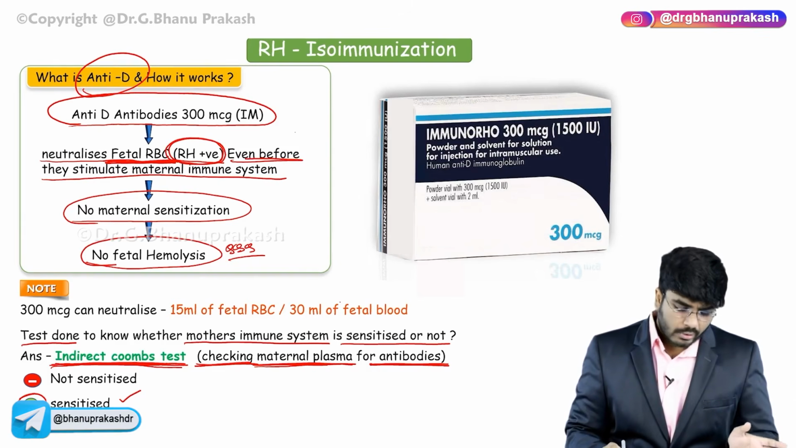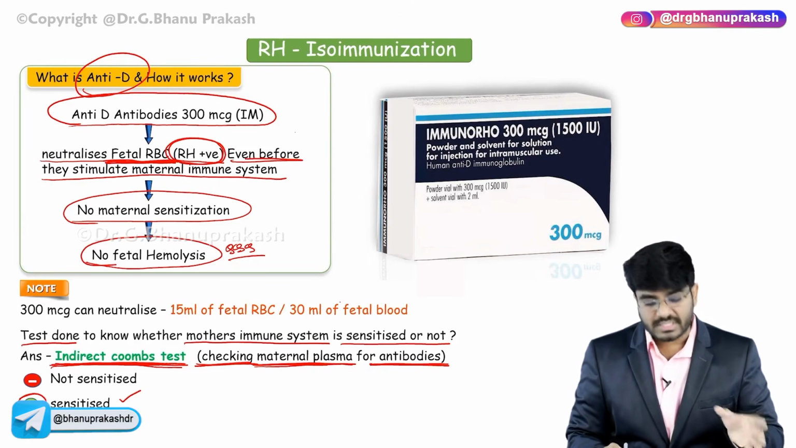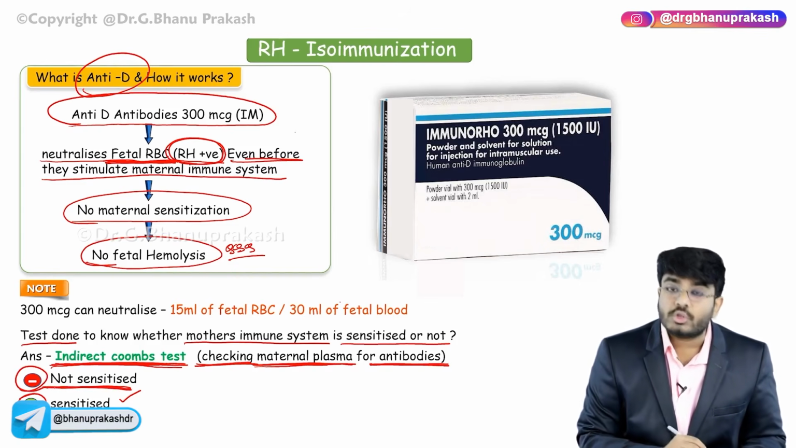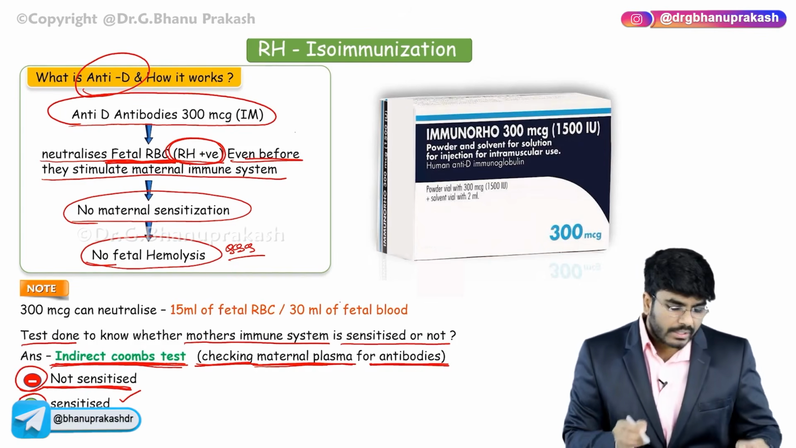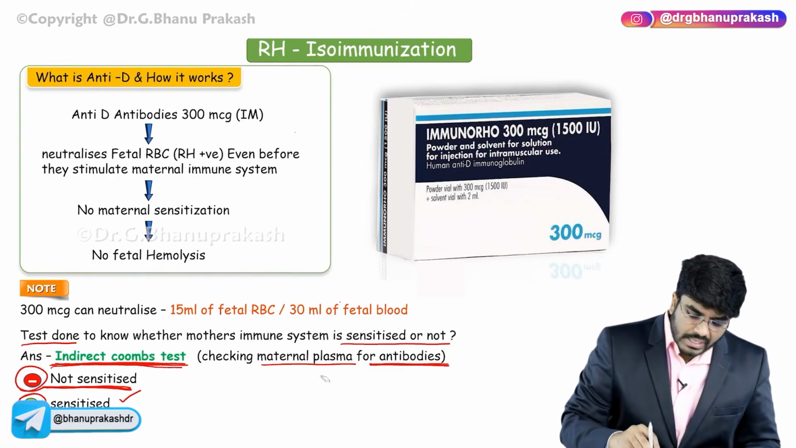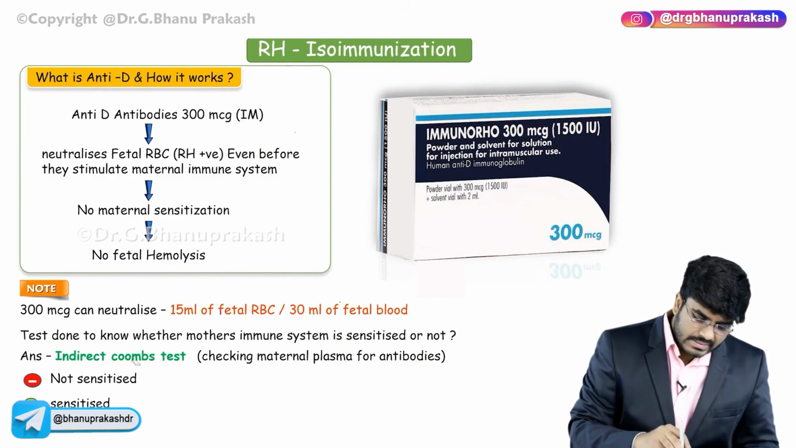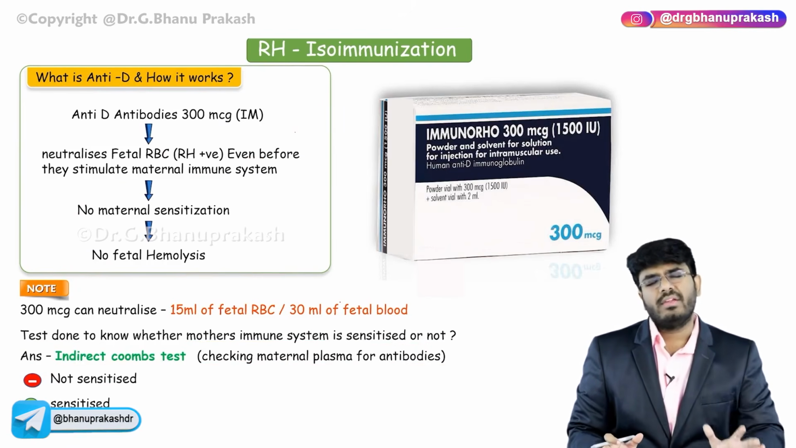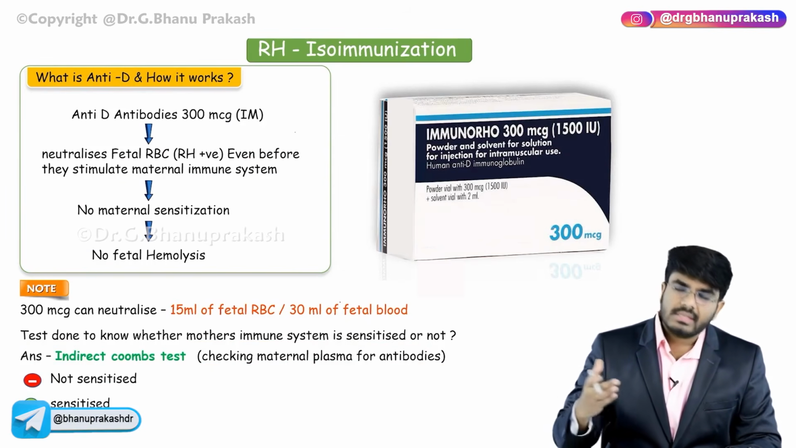Okay, and IgG antibodies against the fetal RBC are present in the blood. If this indirect Coombs test is coming negative, it means the mother is not yet sensitized. You can use anti-D in her so that she won't get sensitized. Even if you don't understand, don't worry, everything will be clear in the upcoming slides also.